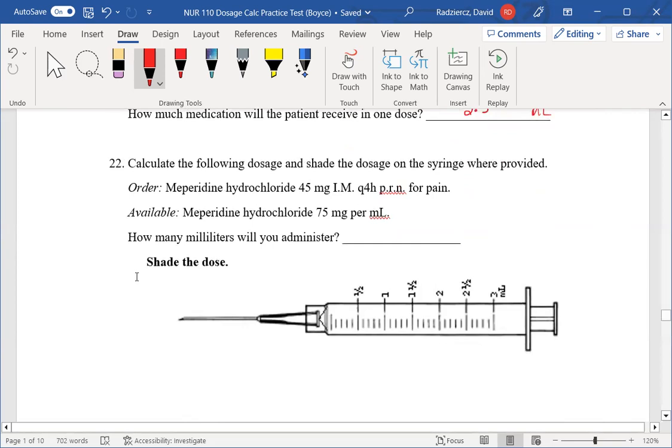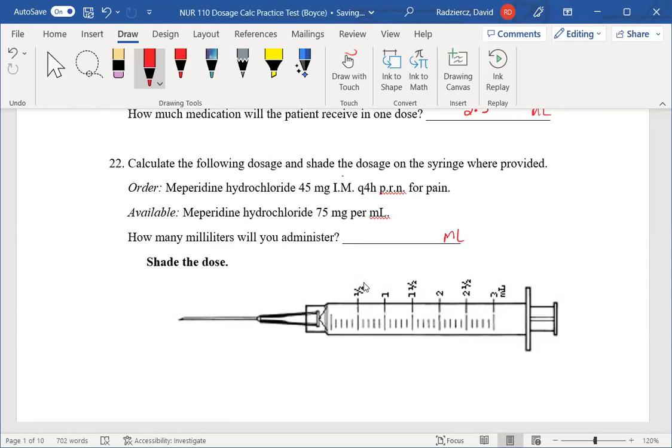All right. Another one. First of all, if it tells you the syringe and it's injectable, you know that you're looking for milliliters. It tells you how many milliliters to administer. But if you didn't know that, if you see that it's intramuscular, IM, SC, or IV, you know that it's going to be delivered in milliliters.